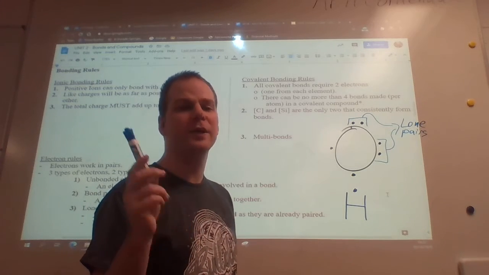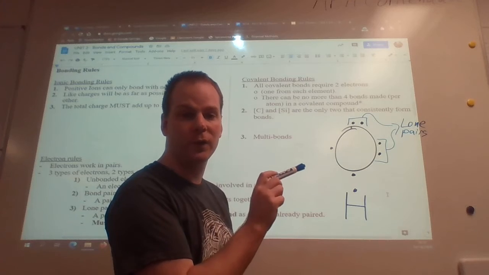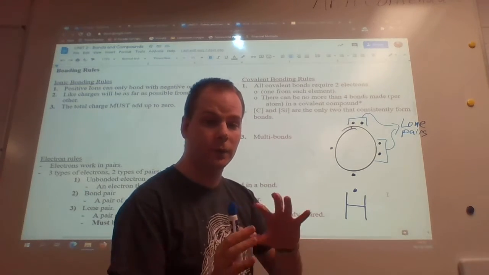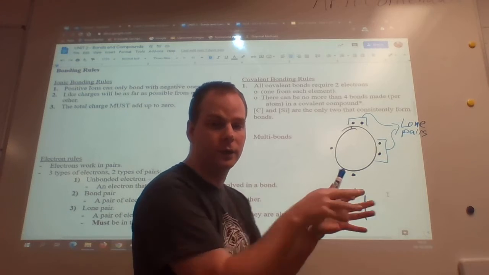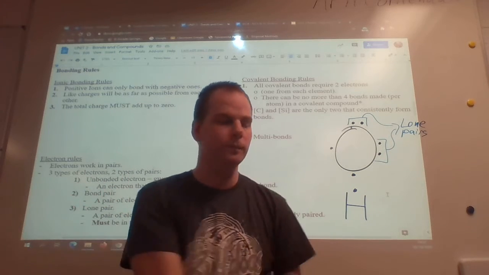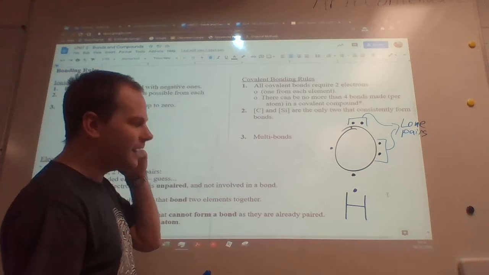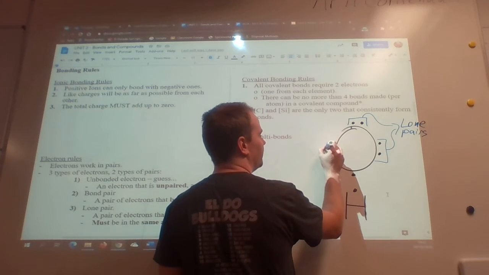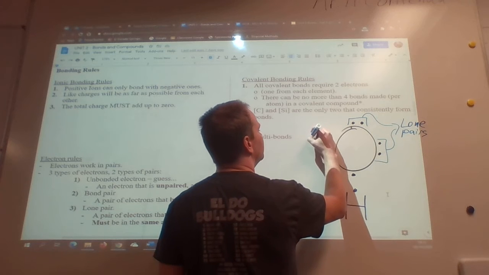Now, in an atom, a lone pair has to exist in the same atom. In a molecule, they have to exist in the same atom. You cannot have a lone pair where one electron comes from one atom and the other electron comes from the other atom. The second kind is going to be unpaired electrons.